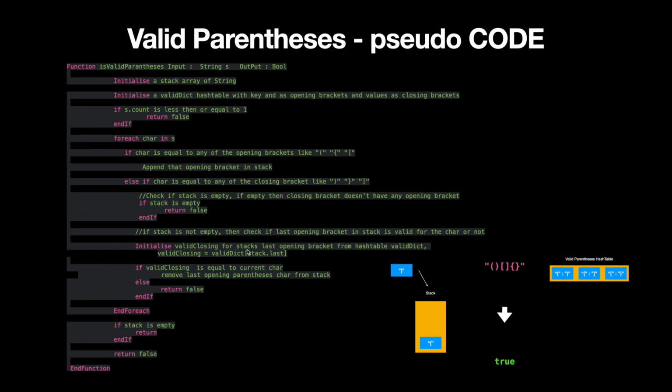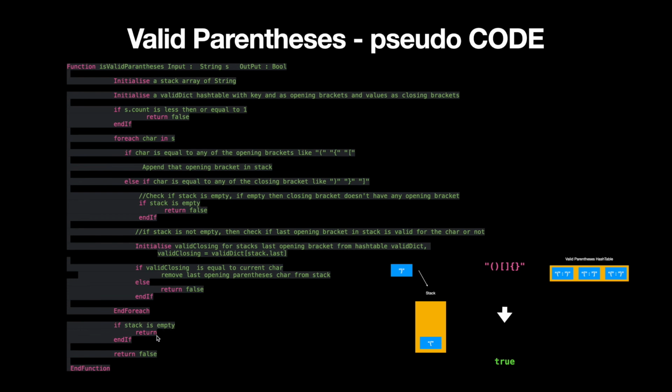So valid closing for the last opening bracket from the hash table, so valid closing we get. And if the valid closing one is equal to the current char, which is again a closing bracket, then we will remove the last opening character from the stack. If it is not equal, then it means it's not a valid parenthesis, and we will return false.